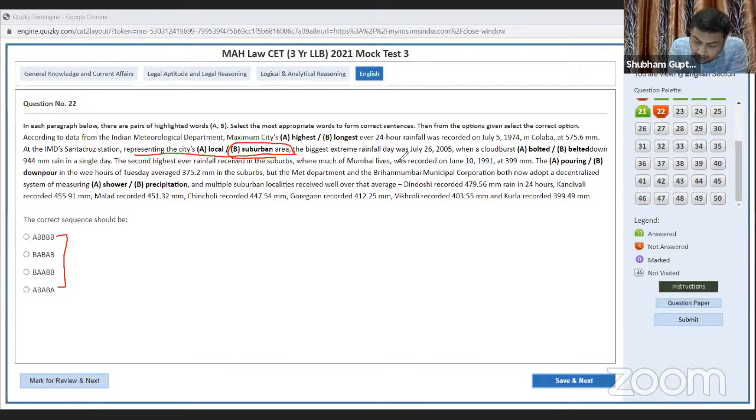The biggest extreme rainfall day was July 26, 2005, when a cloud burst bolted or belted down. Again, I am not sure what the right word should be. So let's see where the next difference is. The next difference is in the fourth one, the pouring or the downpour. So the second last should be B. Is it? I would go with C. Sorry, D. Is it B now, right? A, B, A, B, A. So it should be D according to me.